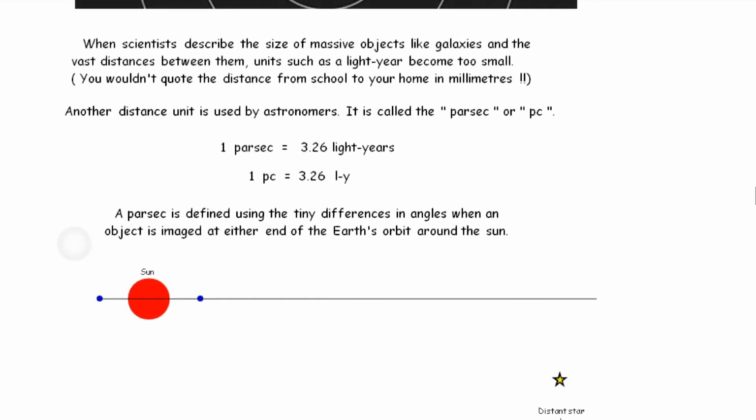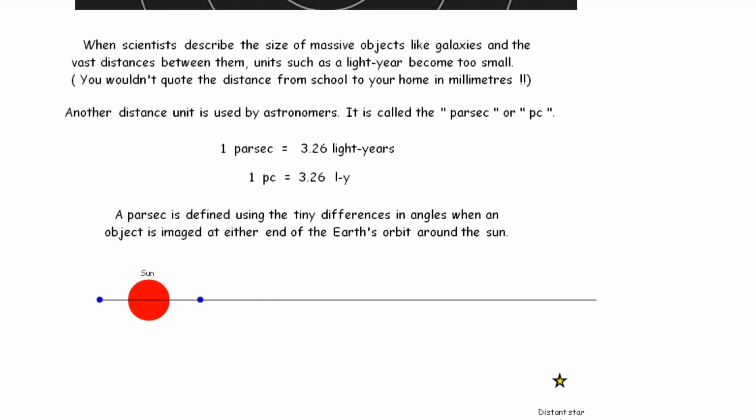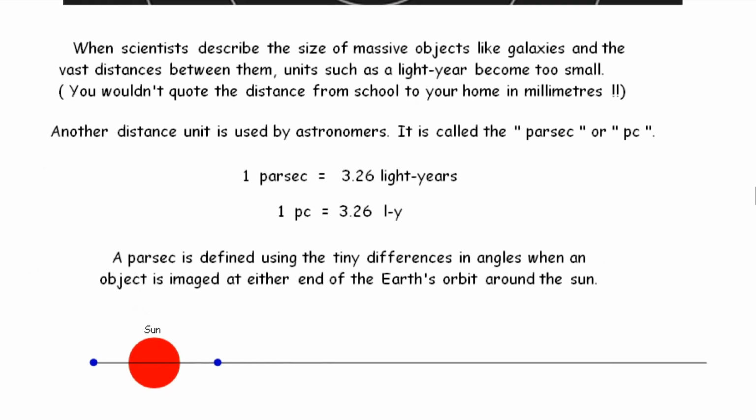Now you don't need to be able to work out this new unit, but for interest, it's worth knowing. When scientists describe the size of massive objects like galaxies and vast distances between them, units such as a light year become too small. As it says here, you wouldn't quote the distance from school to your home in millimetres. You'd use miles. Well, most of you would anyway. If you live about 3 miles or 5 miles away, you'd use those units.